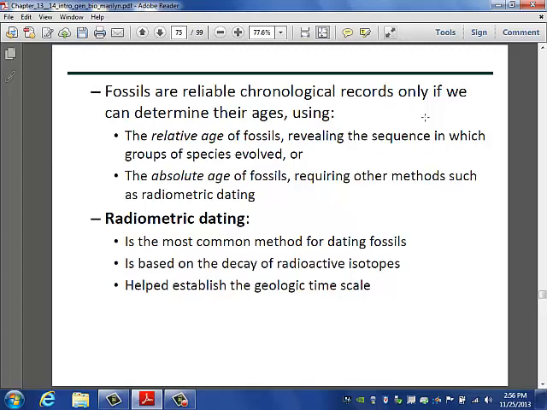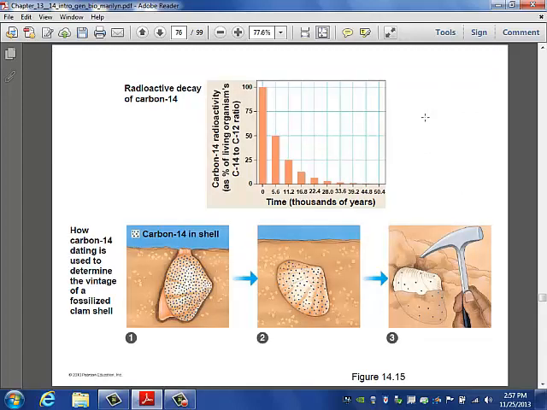So, it's the most common method of dating fossils, and it's based on the decay of radioactive isotopes. Carbon-14 is one of the most common radiometric dating methods used. And that is what we have used to develop this geologic time scale. Might we find out that we were missing something? Absolutely. And that happens all the time.